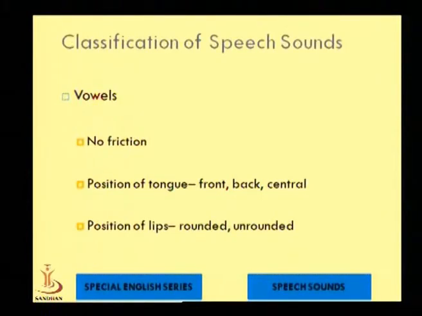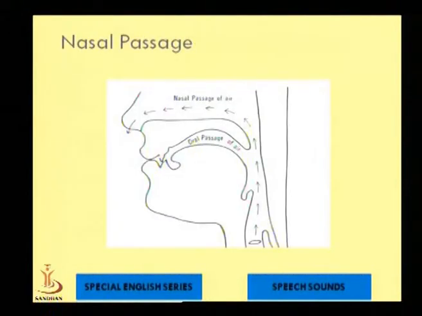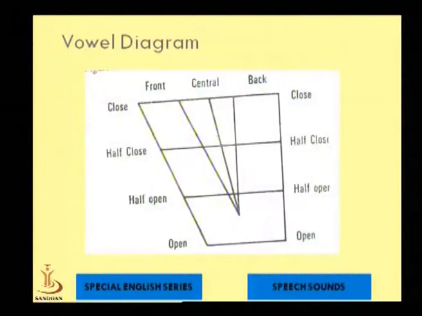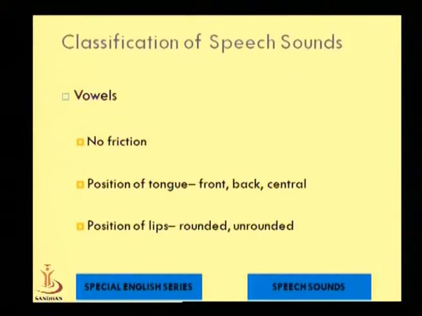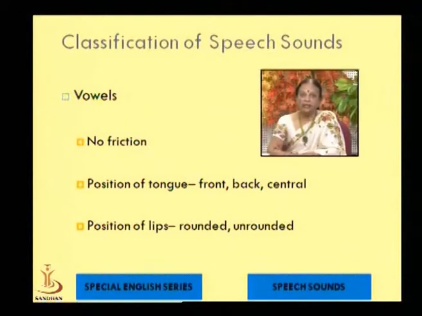So let us now try and understand how speech sounds are classified. All speech sounds are divided into vowels and consonants, and of course also diphthongs. I shall deal with each one of them in detail. Let us first talk about the vowel sounds. Remember, I'm repeating and repeating vowel sounds. I'm not talking about vowels. Why am I doing that, my dear students?